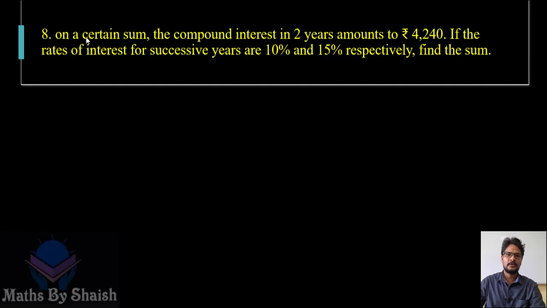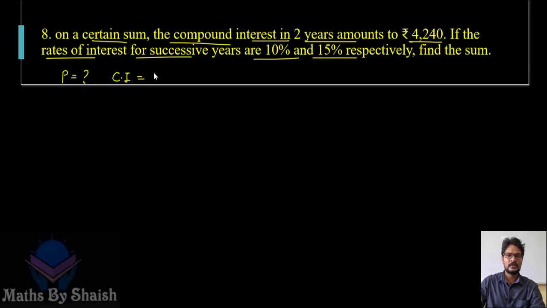This is the 8th question. On a certain sum, the compound interest in 2 years amounts to this. If the rates of interest for successive years are 10% and 15% respectively, find the sum. So it means P is missing.